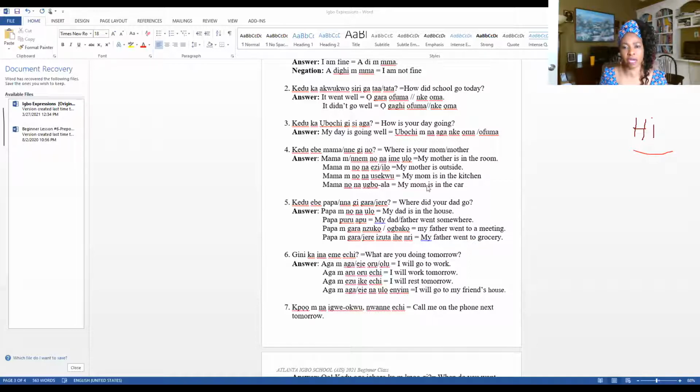Adugo, how do you say my dad went to work in Igbo? Papam gara oru. Papam gara oru. That's how you say it. Oru means work. So papam gara oru. Can you repeat that, Adugo?